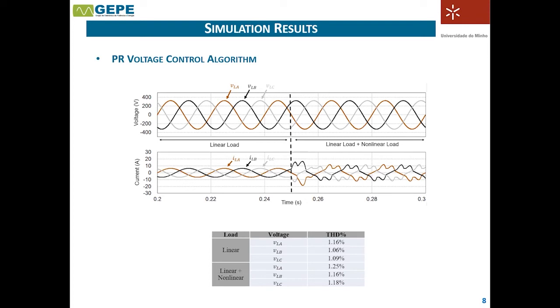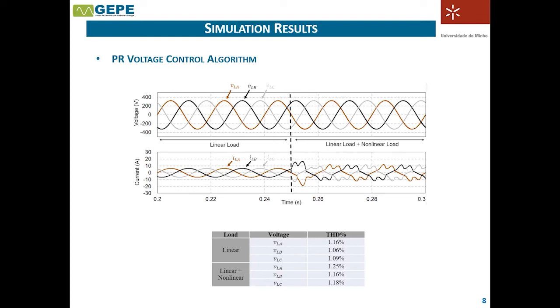The second result obtained in simulation is with PR control. The simulation was performed with the same characteristics as the simulation performed with the PI control, using two situations with different loads. These results in terms of THD for the linear load were 1.16% on phase A, 1.06% on phase B, and 1.09% on phase C.